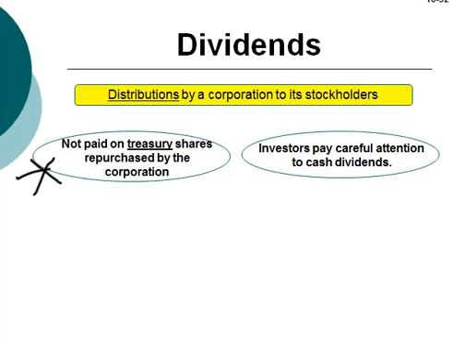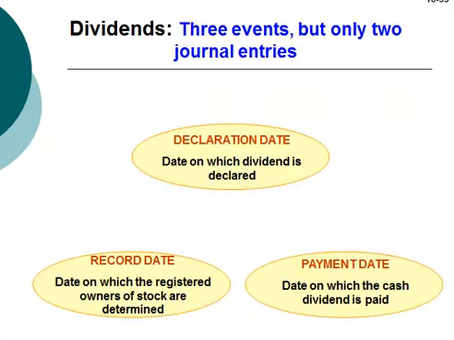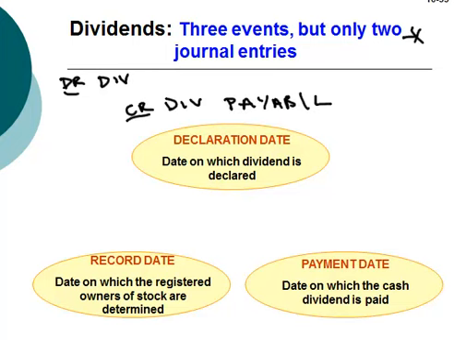These dividends are not paid on treasury shares. Treasury shares are held by the company and they are not active. There are 3 important dates to understand that relate to dividends, but there will only be 2 journal entries that we record. First date is the declaration date. On that date, the company is declaring a dividend, which is a reduction in retained earnings, and we will credit dividends payable.